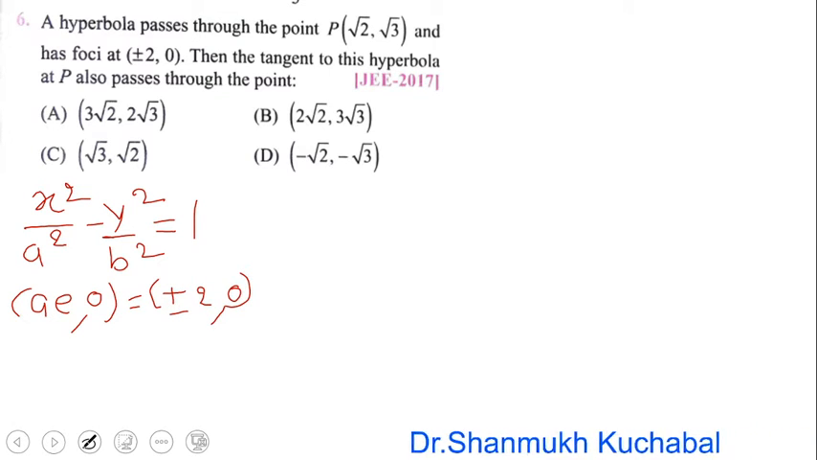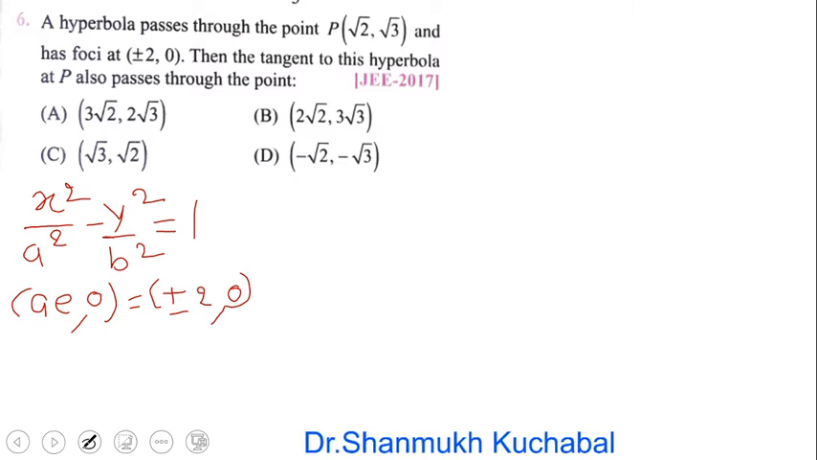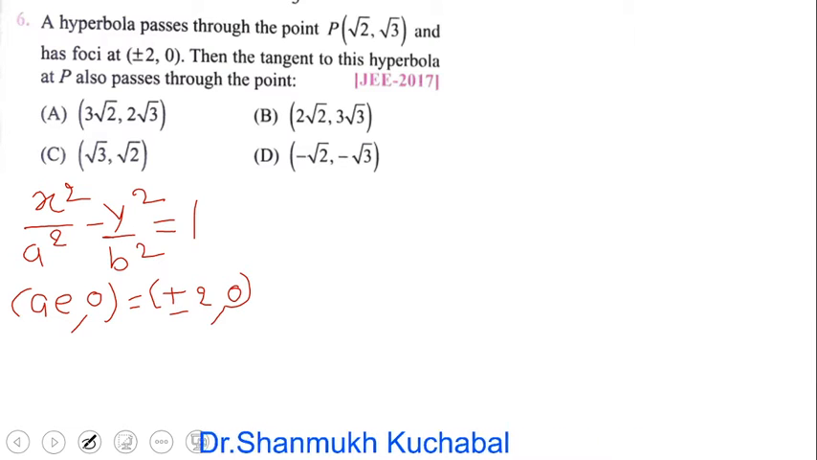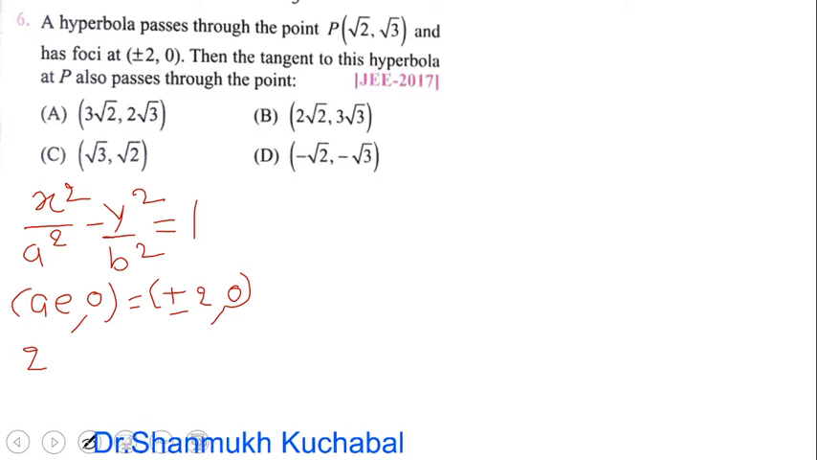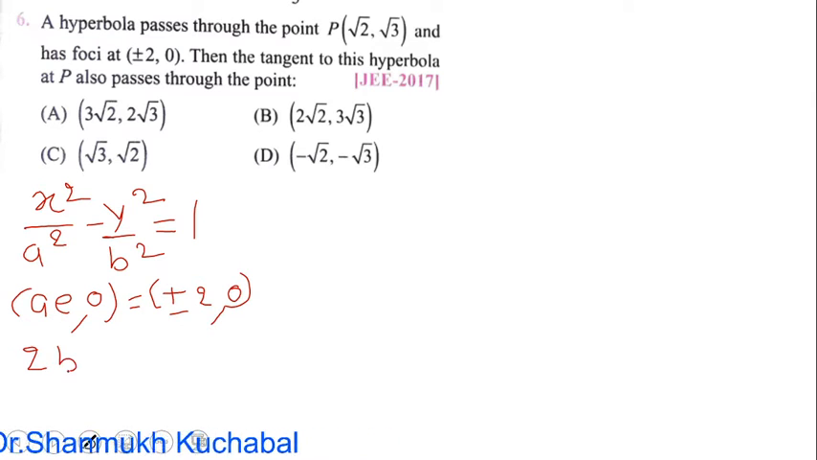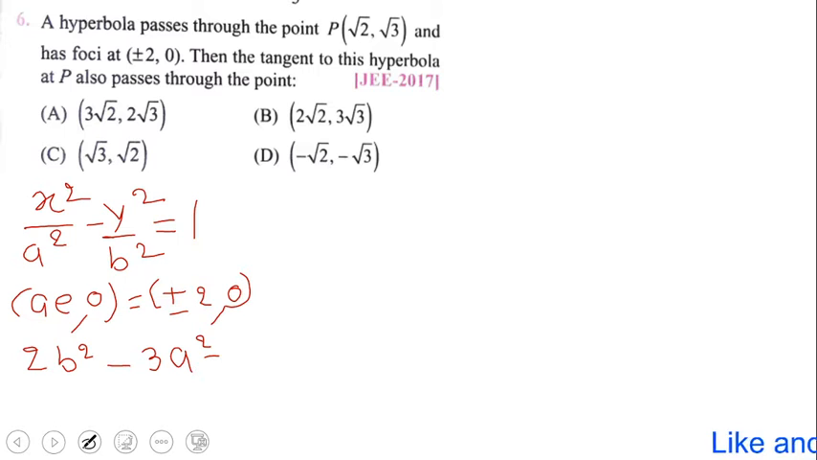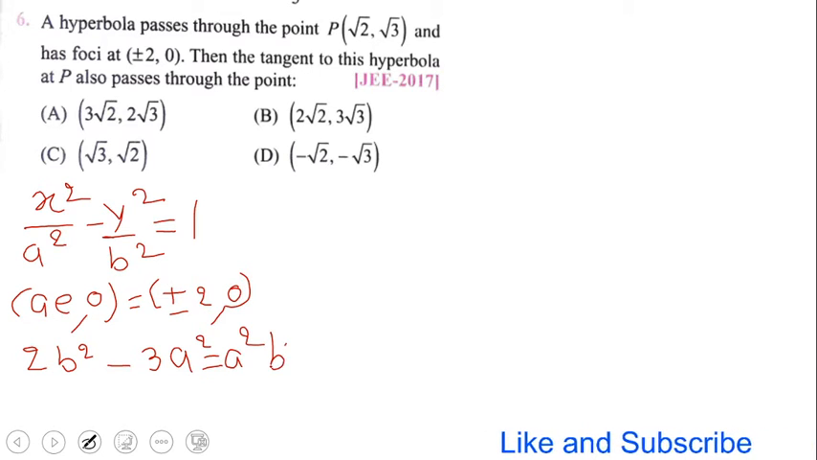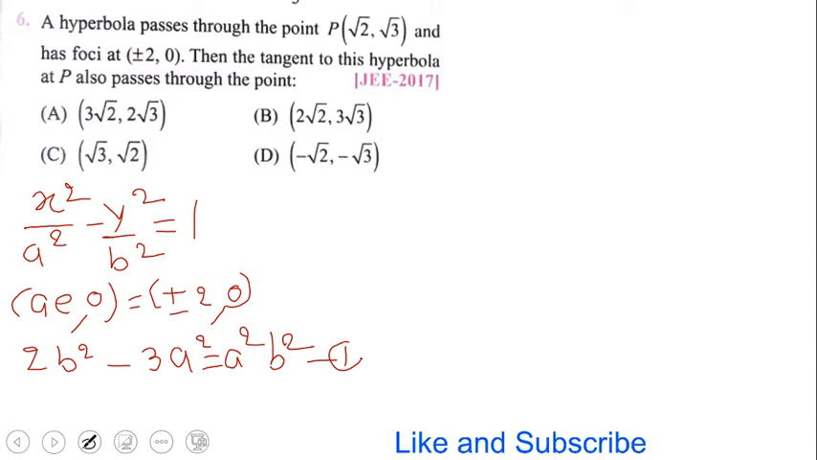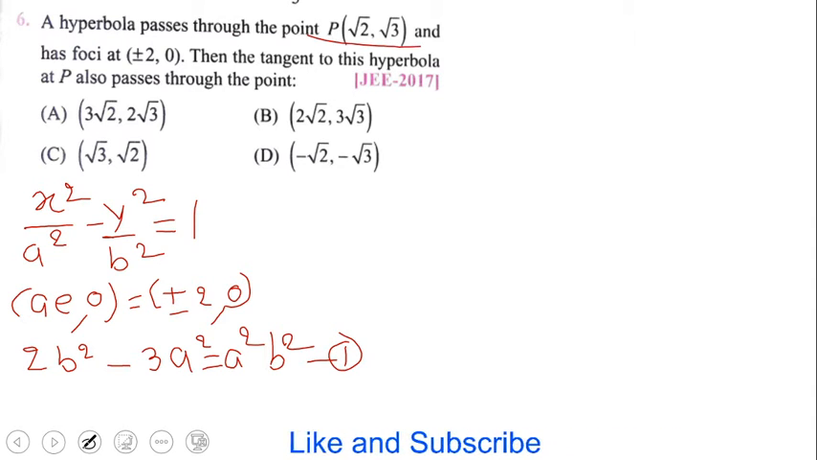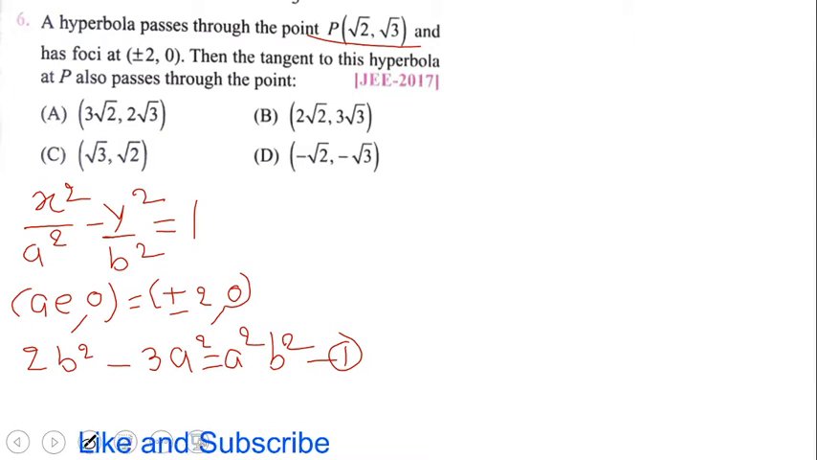One more thing: P lies on the hyperbola, so we can write this, taking the point root 2 and root 3 here, as 2b square minus 3a square equal to a square b square. This is called equation 1.